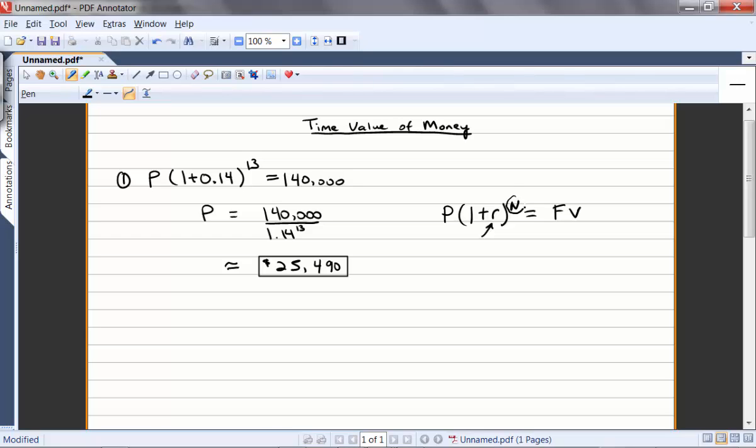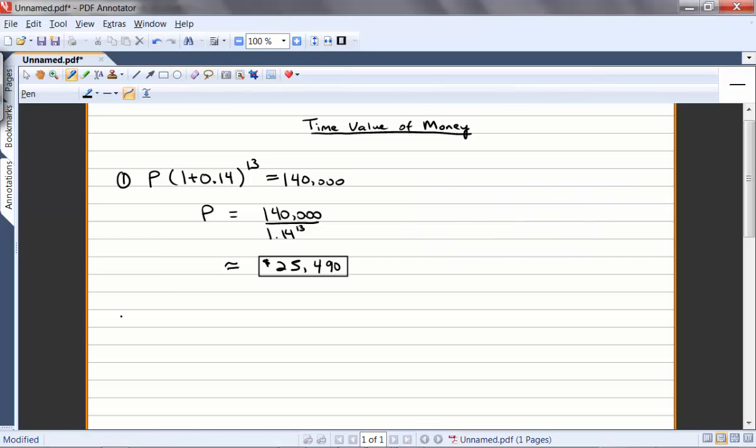And then N is not necessarily the number of years. If interest compounds annually, then N is the number of years. But if interest compounds anything other than annually, N is always the number of compounding periods. So if interest compounds monthly, N would be the number of months. Weekly, N would be the number of weeks, and so forth. So that's just a little review from lecture notes.